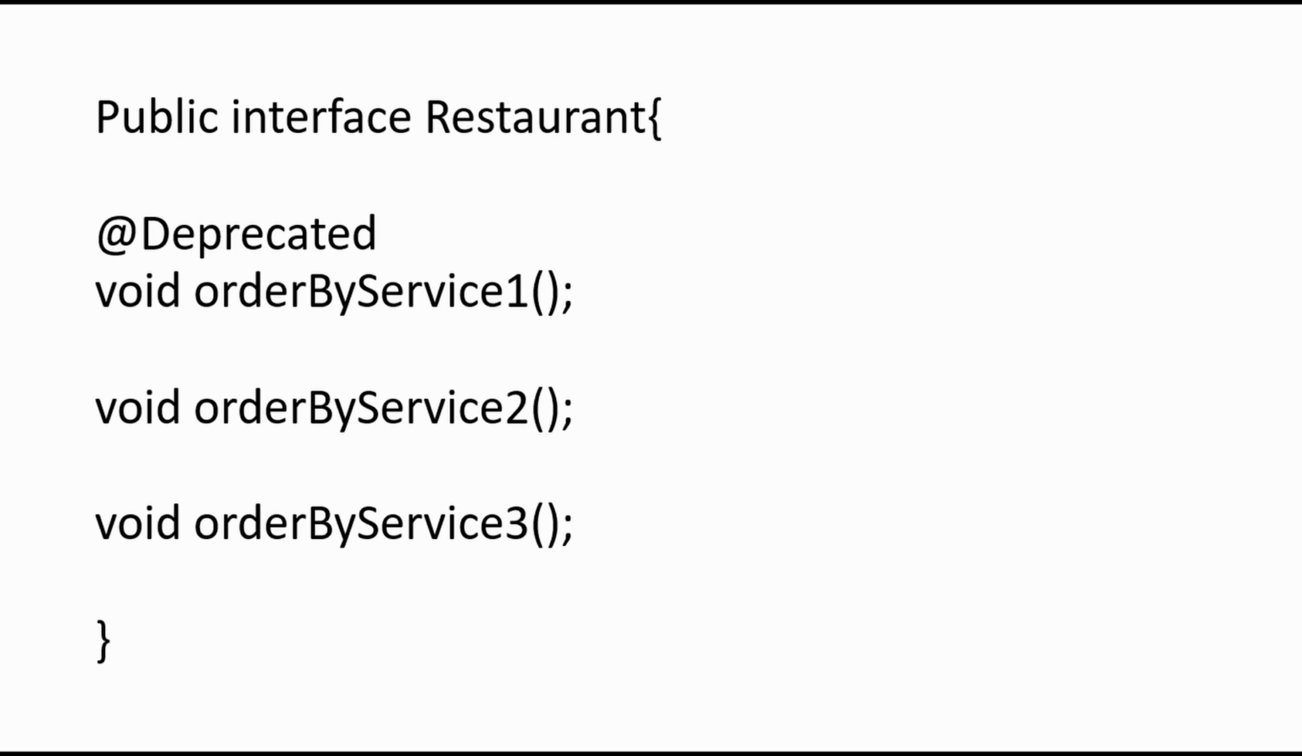Here, for example, I have an interface which has three methods and one of them is deprecated, annotated with @Deprecated. So the question for today is what is wrong with this code? Pause the video if you want, just look at it again and decide.